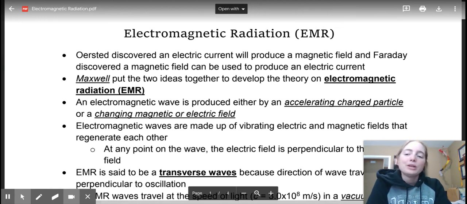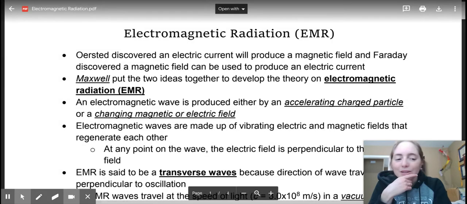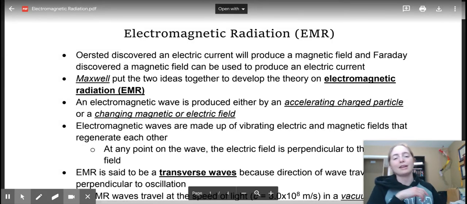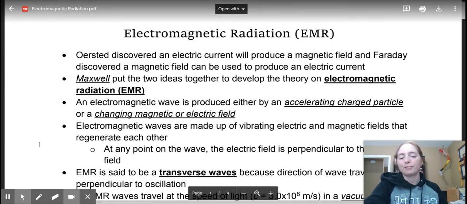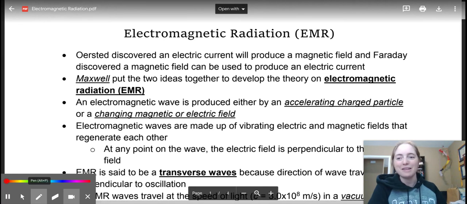Okay? So we're going to be building a little bit on our waves unit from last year, but just a bit, because last year we looked at mechanical waves, and this year we're doing EMR waves, which behave completely differently in many different respects. So a few similarities, but mostly different. So for our EMR, we can begin.